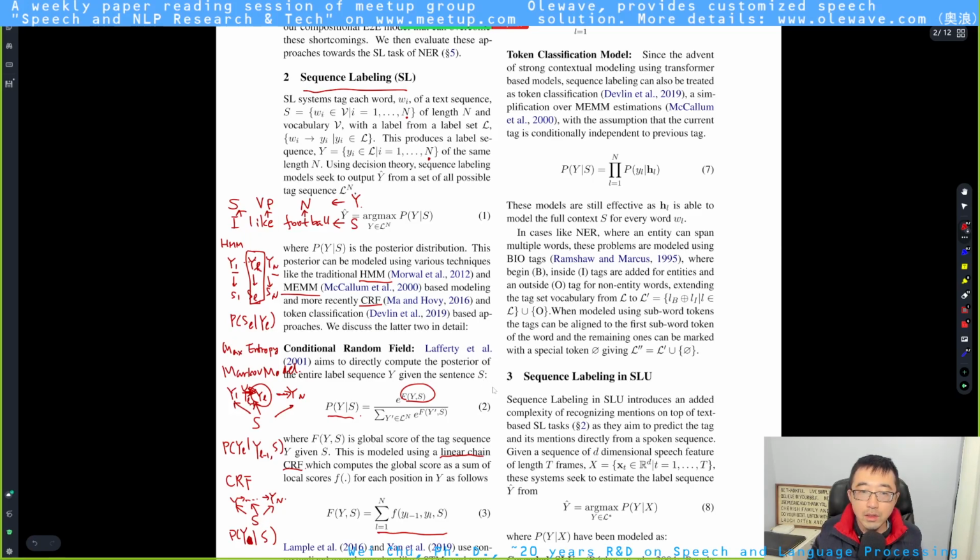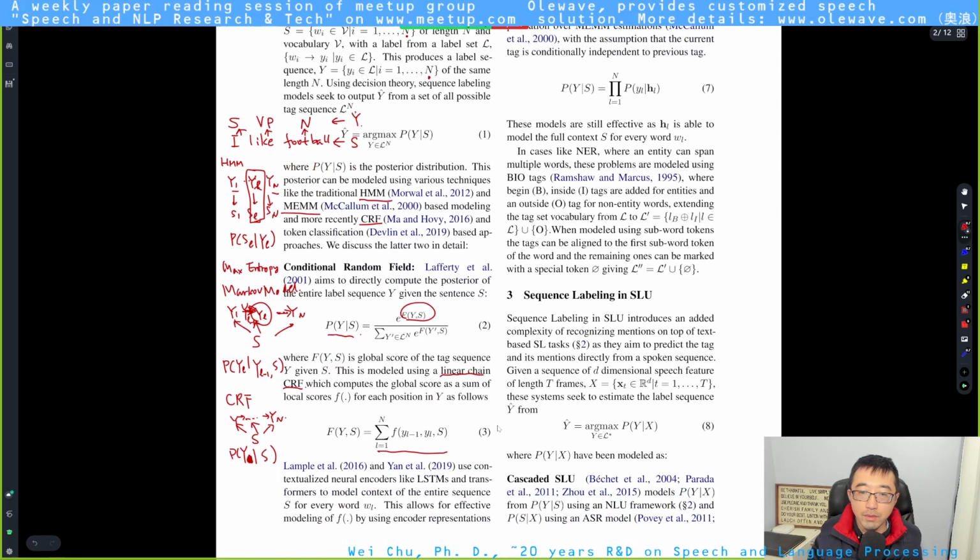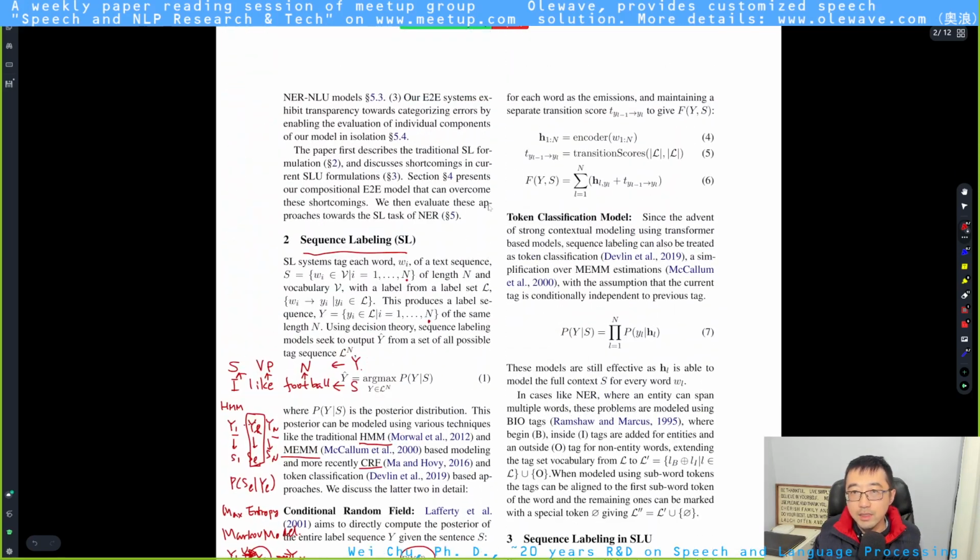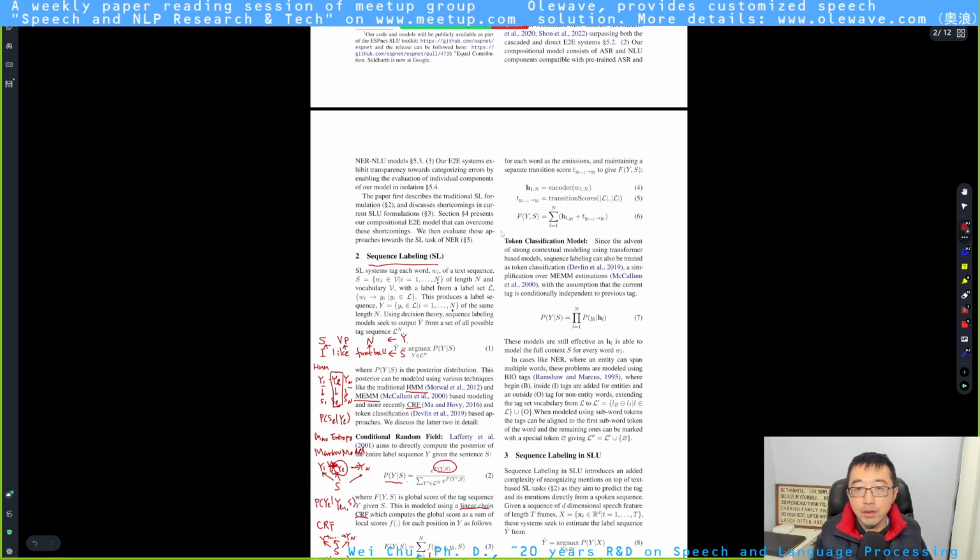After they get the equation, they can calculate P of Y given S, right? And because people do deep learning, they were able to replace or define the function f by using an encoder representation. So you can see it doesn't have the f. Let me zoom out a little bit.